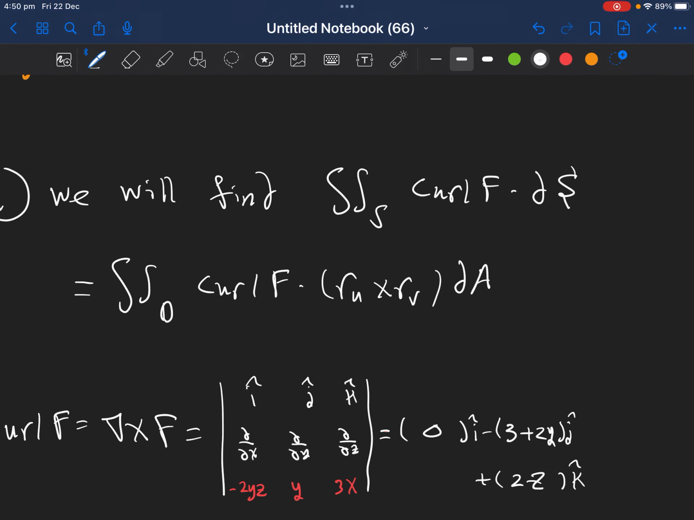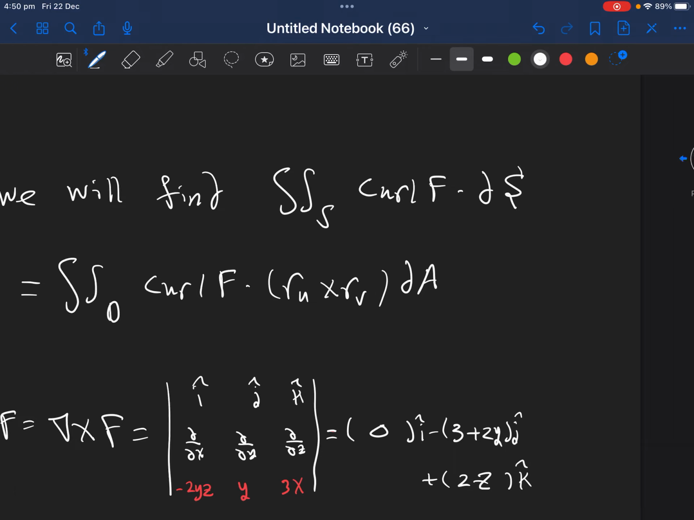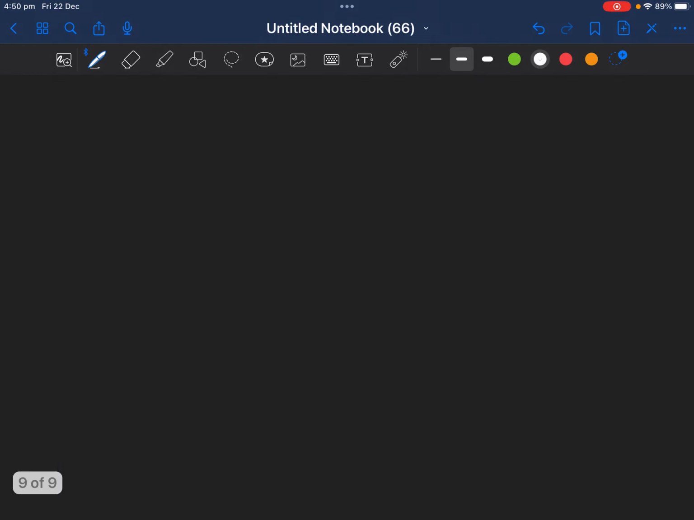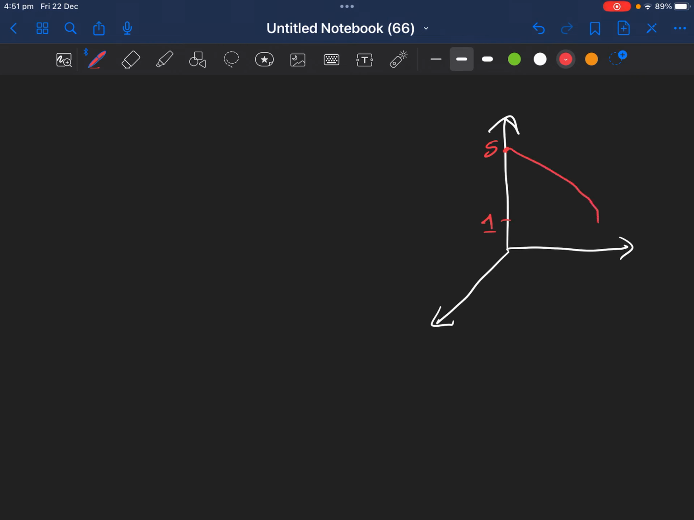Now the next step is we will go ahead and try to find a parameterization for our surface. The best way is we have a small sketch here. The surface S is an elliptical paraboloid. It will start at 5 and will go down to 1, something like this. So if we do the curve here, it will be like this one.